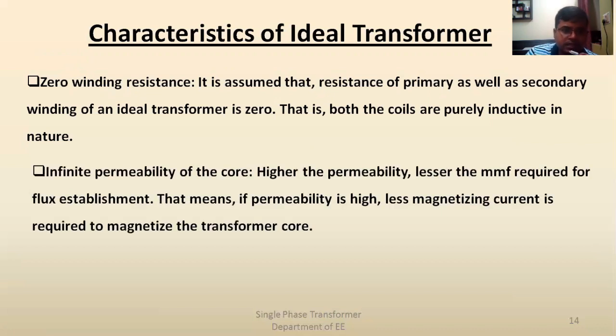Next, infinite permeability of the core. The higher the permeability, the lesser the MMF required for flux establishment, right? That means if permeability is high, less magnetizing current is required to magnetize the transformer core. So actually we will see that in an ideal transformer, for the flow of flux at no load, no MMF is required. This is the thing which is only found in an ideal transformer. So this is a concept, as I told you.